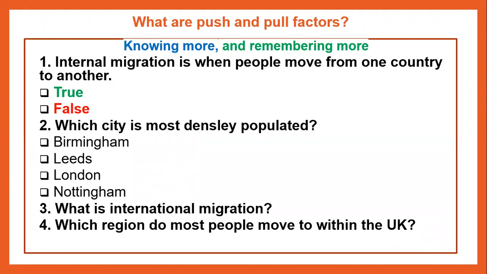Okay, knowing more, remembering more. Question 1. Internal migration is when people move from one country to another. True or false? Number 2, which city is most densely populated? Is it Birmingham, Leeds, London, or Nottingham?